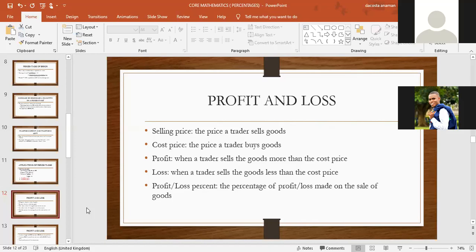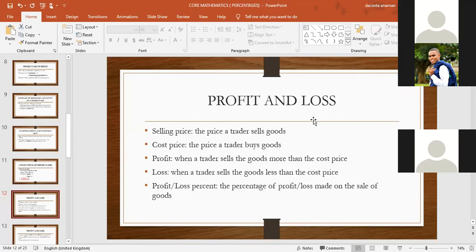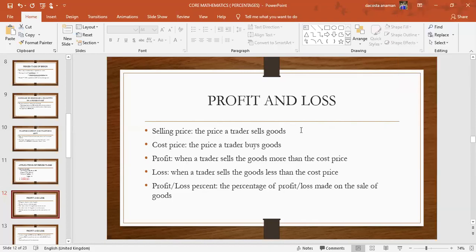Therefore, the cost price is the price the trader buys the goods. And the selling price is the price the trader will sell the goods. When I come back and I'm selling the books to you, now the amount that I'll sell the books to you guys will be what? The selling price. Now, when you buy the book, you being the trader, that will be what? The cost price to you. And when you sell to another person, that will be what?